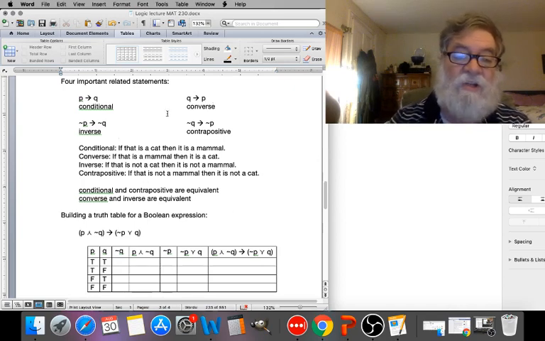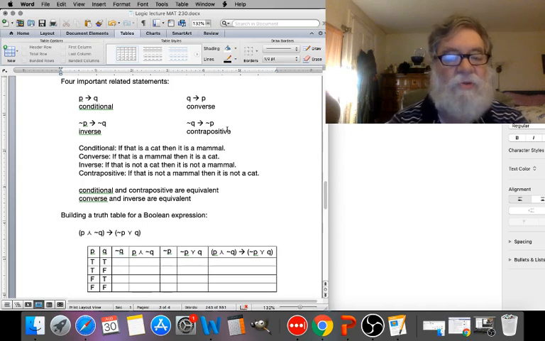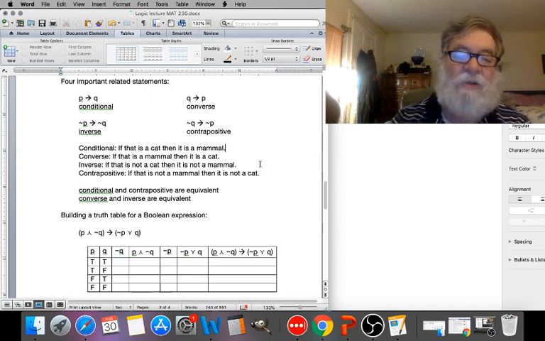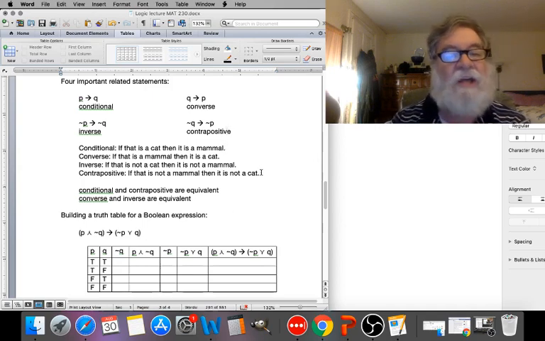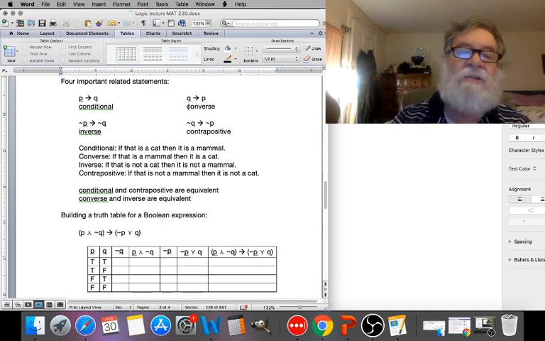So the conditional and the converse are not the same as each other, and the conditional and the inverse are not the same as each other. But the conditional and the contrapositive are exactly equivalent. If the conditional is true, the contrapositive is true. If the conditional is false, the contrapositive is false. So if that's a cat, then it's a mammal, is equivalent to if that's not a mammal, then it's not a cat. You get to the contrapositive by reversing and negating. By the way, the converse and the inverse are also equivalent to each other because the contrapositive of the converse is the inverse.